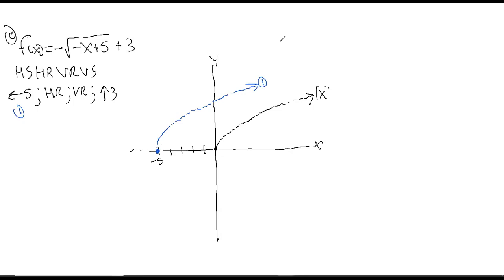Then we're going to do a horizontal reflection. Let's do that in orange. Horizontal reflection means left and right. So the y-axis is our mirror. So we're reflecting about that vertical line. So this point that used to be over at -5, 0, it's going to reflect all the way over to 5, 0. 1, 2, 3, 4, 5.